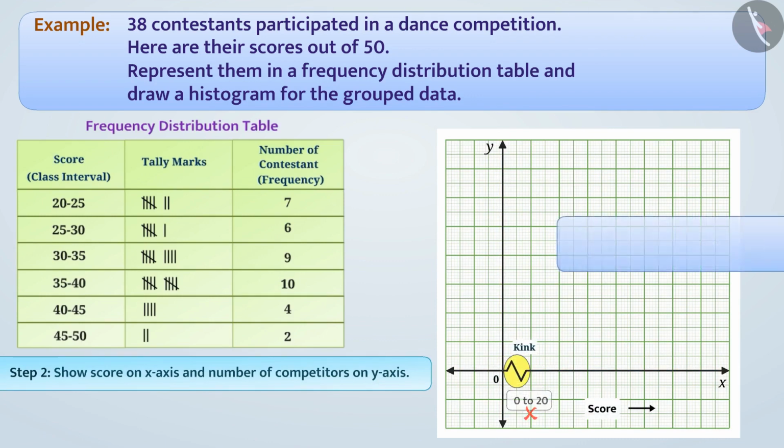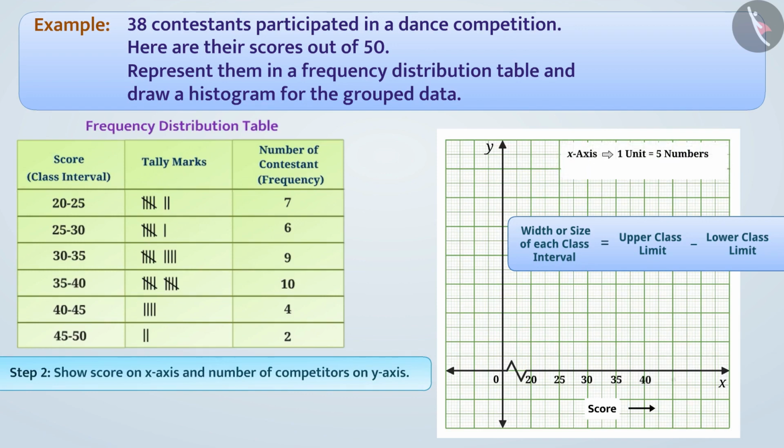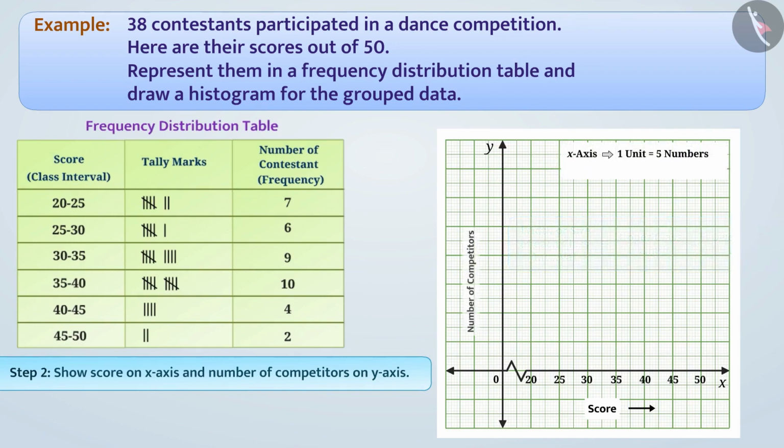Here, the difference in the upper class limit and the lower class limit of each class interval, that is, the width or size of each class interval, is same. Therefore, we will mark the class intervals by keeping the same distance on the horizontal axis. Similarly, we will show the number of competitors on the y-axis by taking 1 unit is equal to 2 contestants. The greatest frequency in the frequency distribution table is 10. So, we can take the number of contestants on the y-axis 1 unit more than it, that is 12.